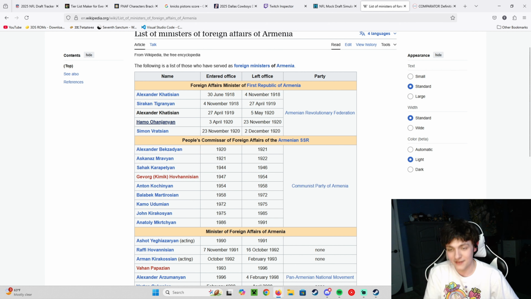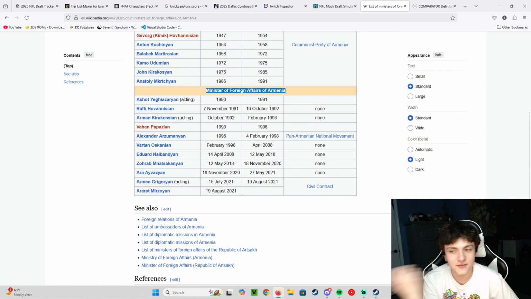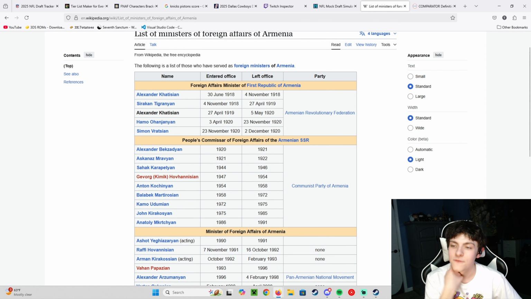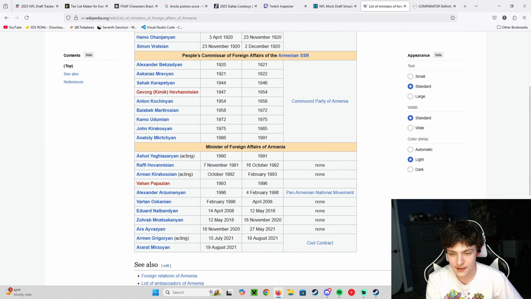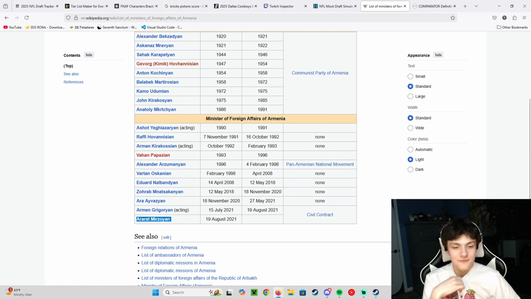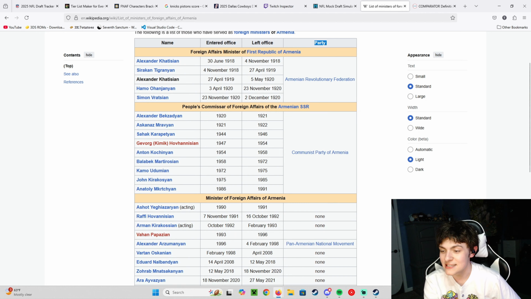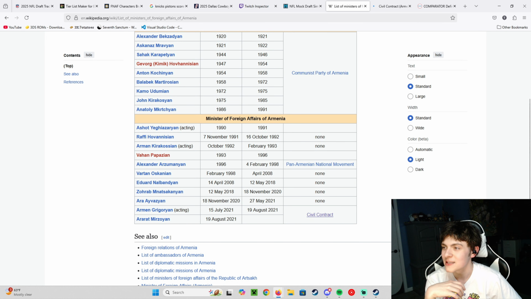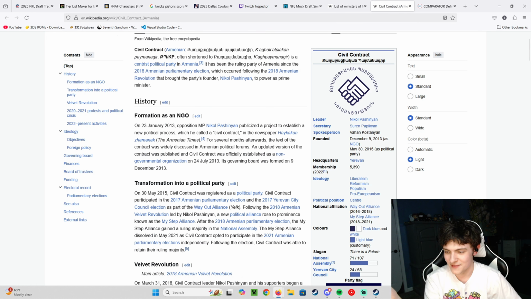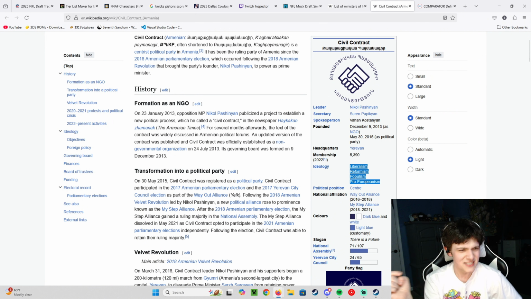Ohanjanyan? I don't know. You know what? We've got ministers of the foreign affairs of Armenia now. Forget the first republic of Armenia. Who needs it? Because right now, we've got Ararat Mirzoyan as our foreign affairs minister. You always gotta have a minister, and his party is the Civil Contract Party. Let's read about the Civil Contract Party. That's what everybody cares about. Liberalism, reformism, populism, and pro-Europeanism.